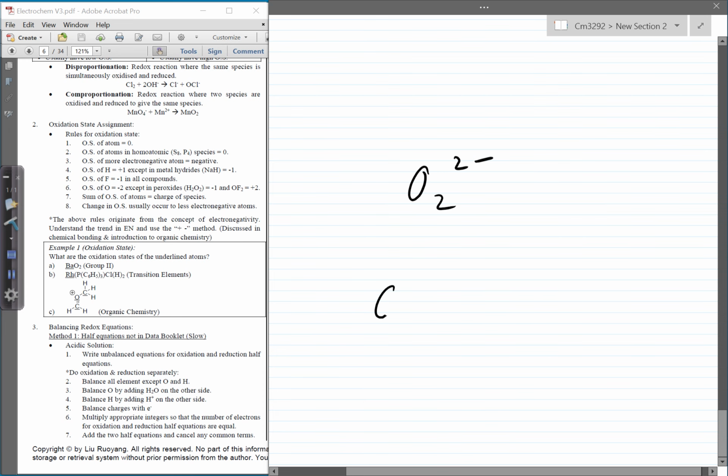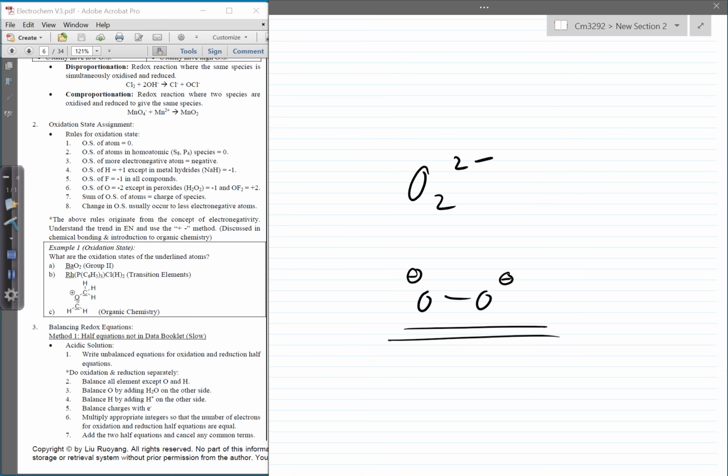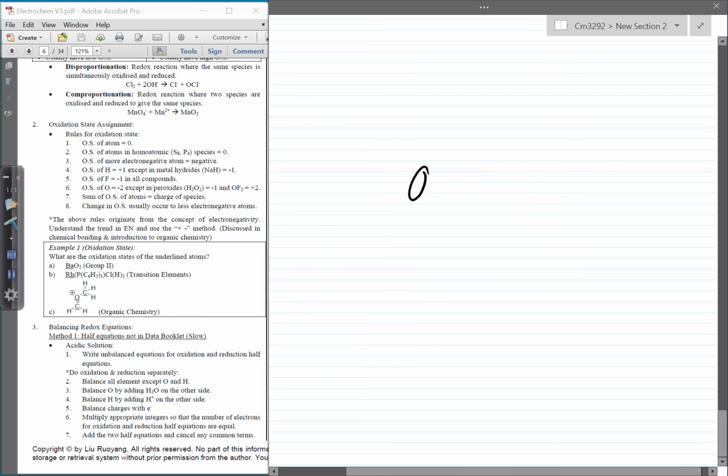O2 2- is not O- and O- combined together, right? If you can recall the structure of your hydrogen peroxide, this is the structure of your hydrogen peroxide, right? H2O2. If you deprotonate it once, it will become like that. If you deprotonate another time, you become like that, right? So O2 2- is actually this species, right? Not O- times 2. Take note, right? You have learned transition elements already, so the second one you can try. Maybe you can try drawing the structure first, that will help you.